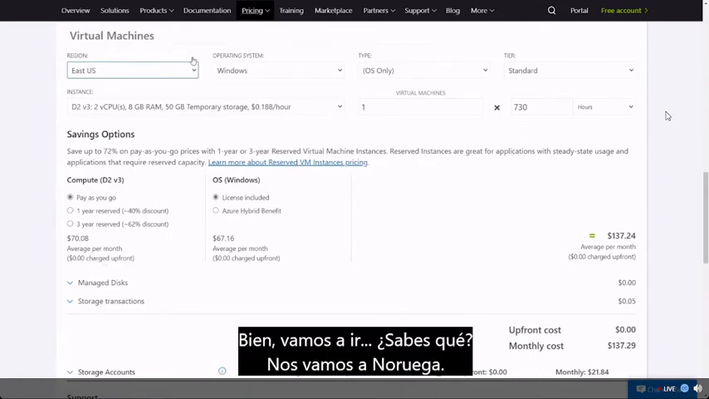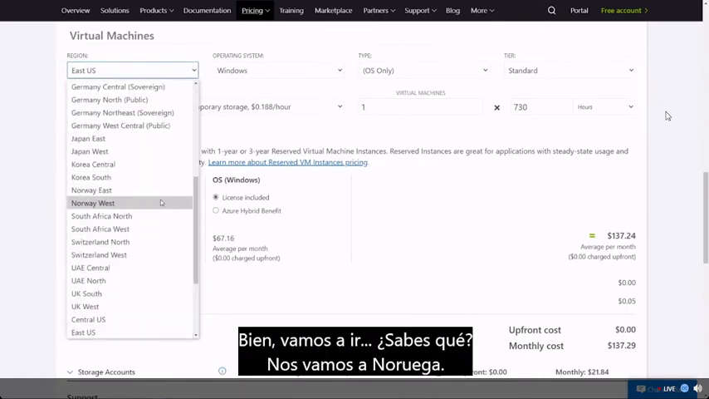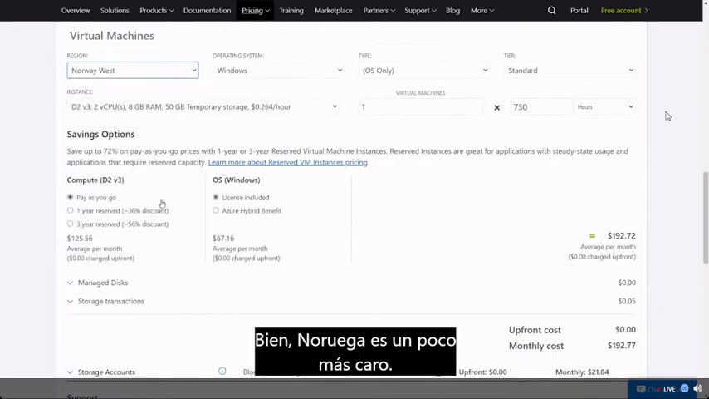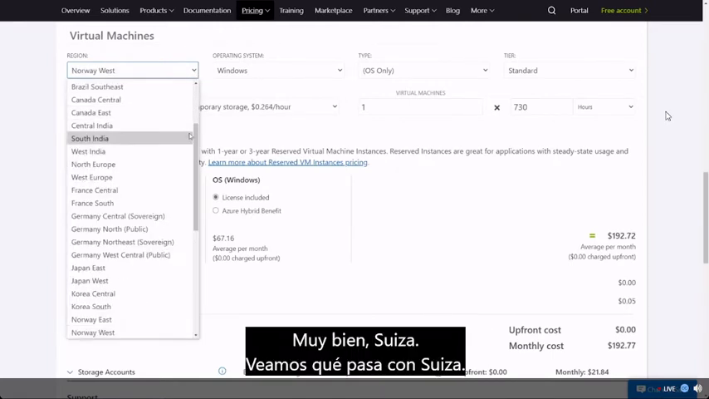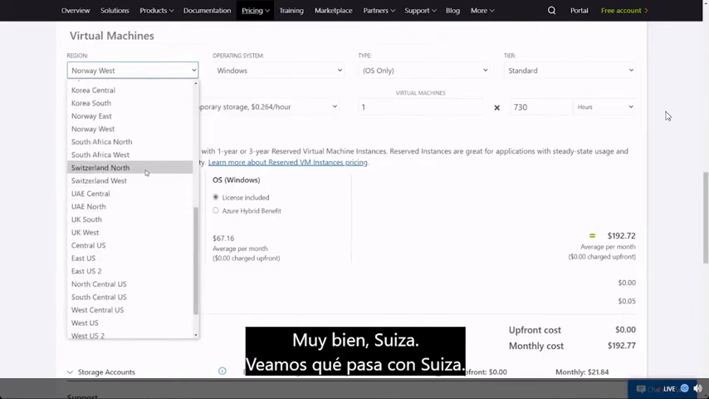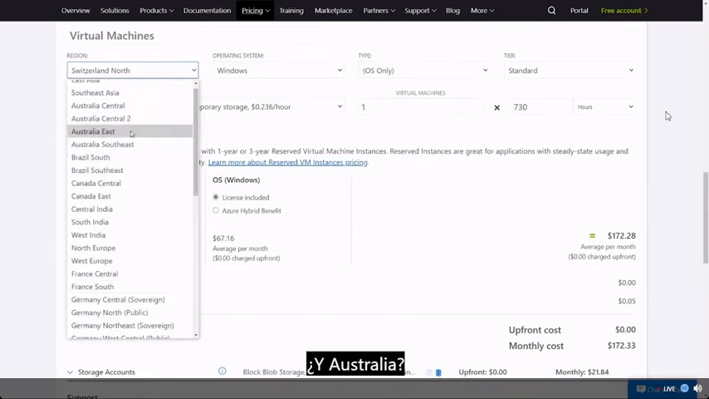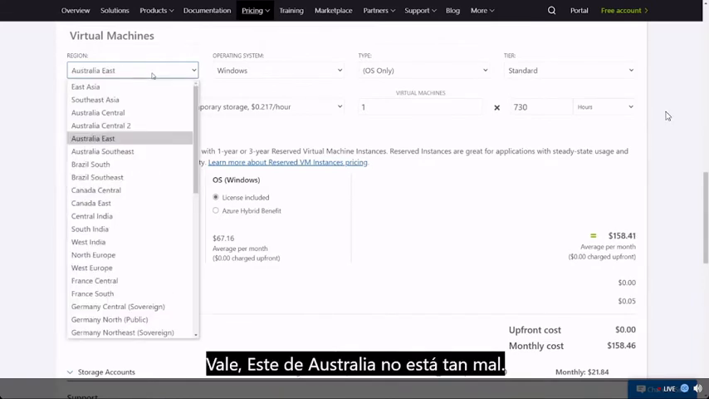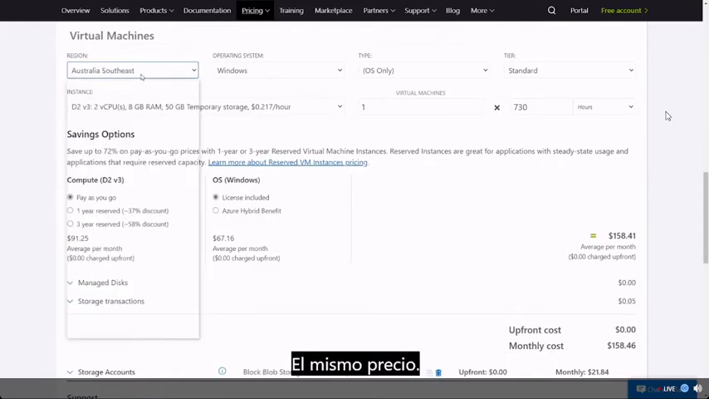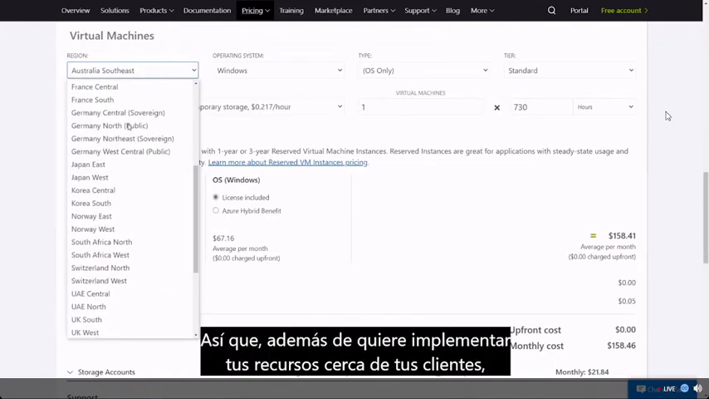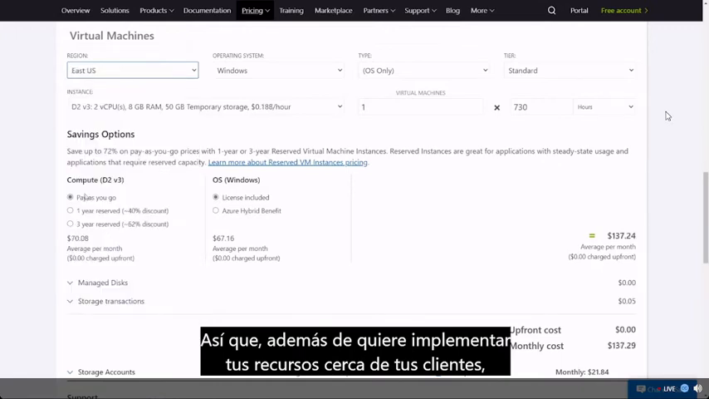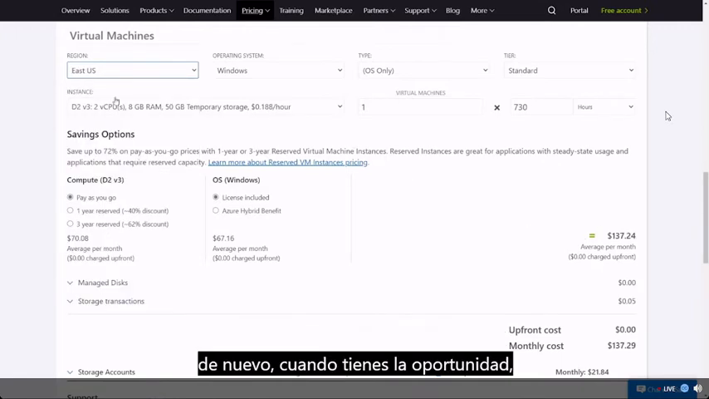All right, let's go to Norway. Okay, Norway's a little bit more expensive. Switzerland, let's see what Switzerland is. 172. Okay, so Switzerland's cheaper than Norway. Australia? Okay, Australia East isn't that bad. How about Australia Southeast? Same price. So not only are you wanting to deploy your resources close to your customers, but when you have the opportunity to choose a low-cost region, that's the best thing that you can do.